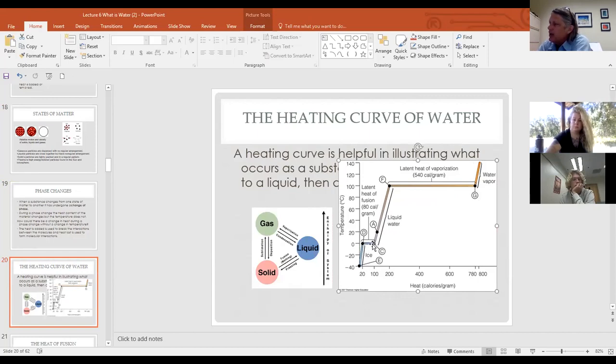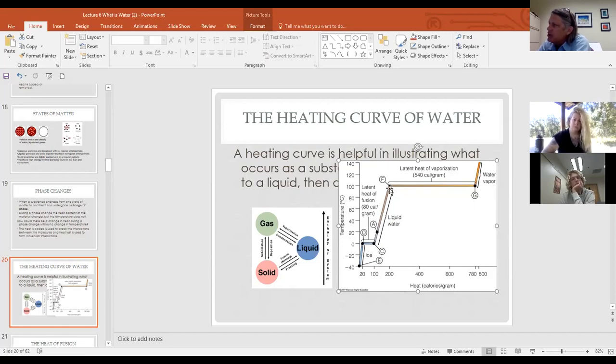When you reach the melting point, you undergo a phase change. If you're gaining heat, it melts. If you're losing heat, it freezes. Right there, melting, and then freezing. When you add more heat, you have your liquid water.